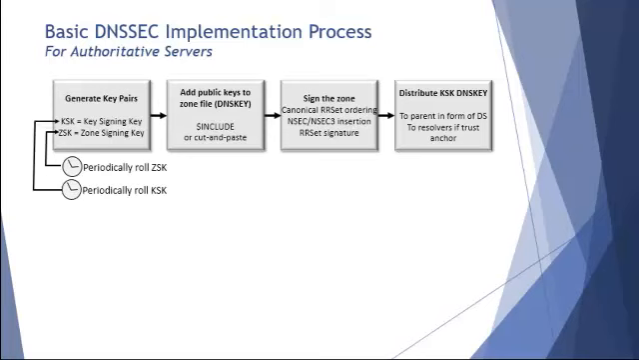However, when you do roll the KSK, and again, these are longer keys that exist for longer periods of time, so that you don't have to perform this process quite as often, in this case, you have to go through really the whole process again. Creating the KSK pair, publishing, including the public portion in the zone file within the DNSKEY resource record set, signing the zone, and then also distributing your KSK up to the parent zone administrator to be able to link again to the chain of trust.